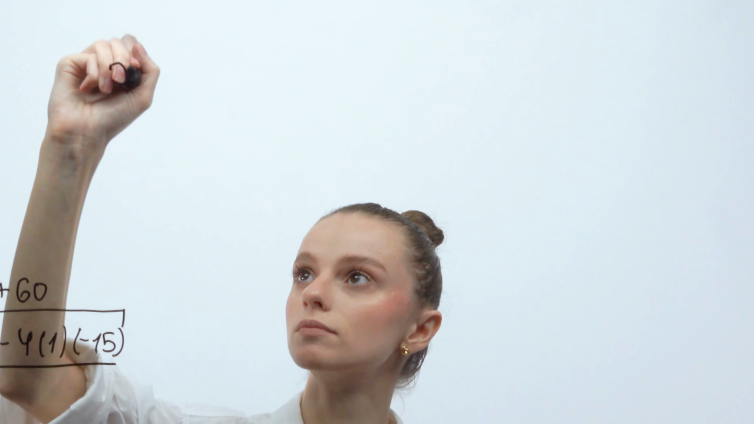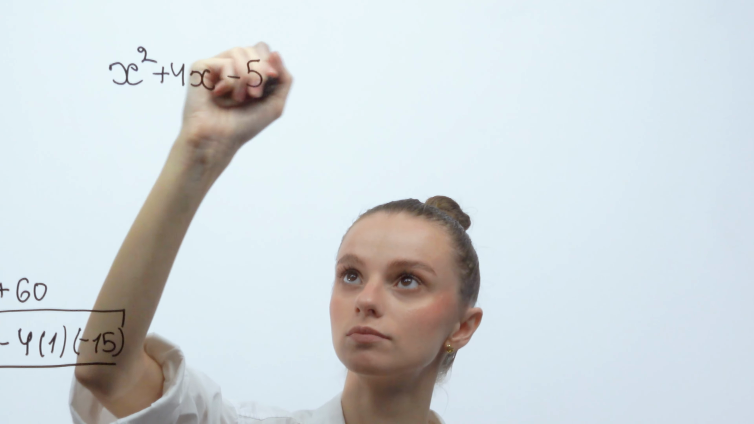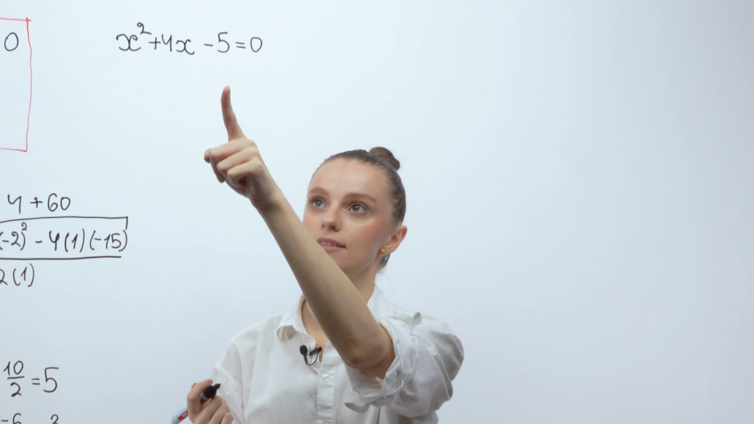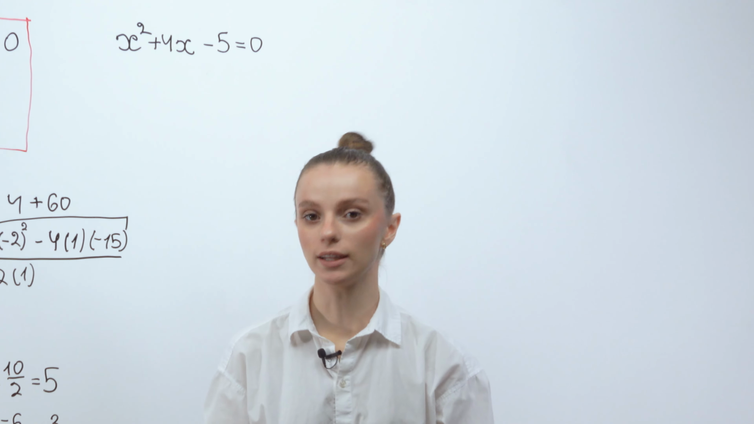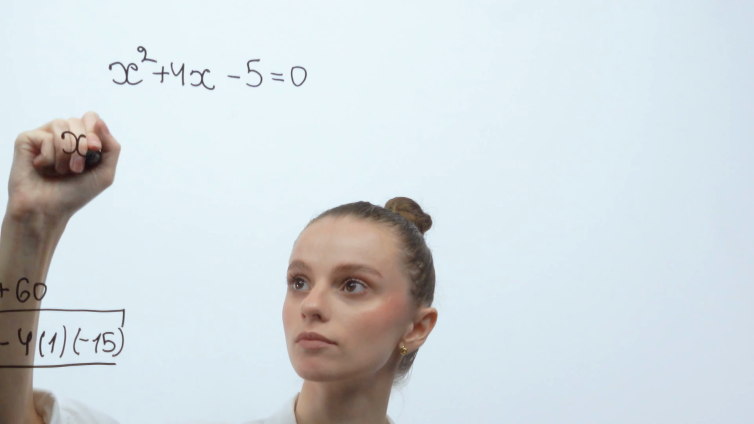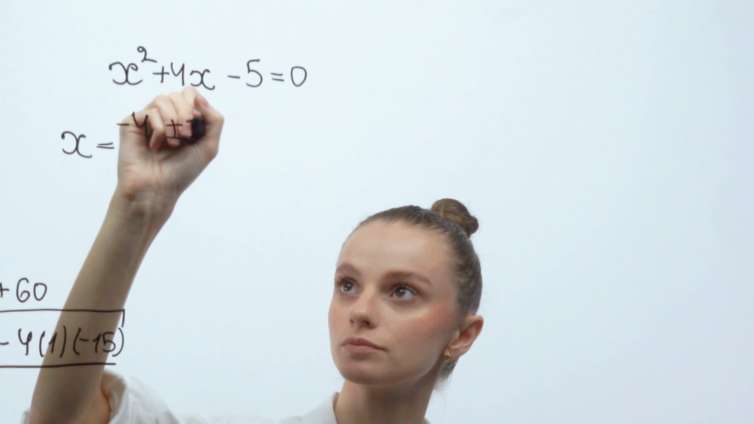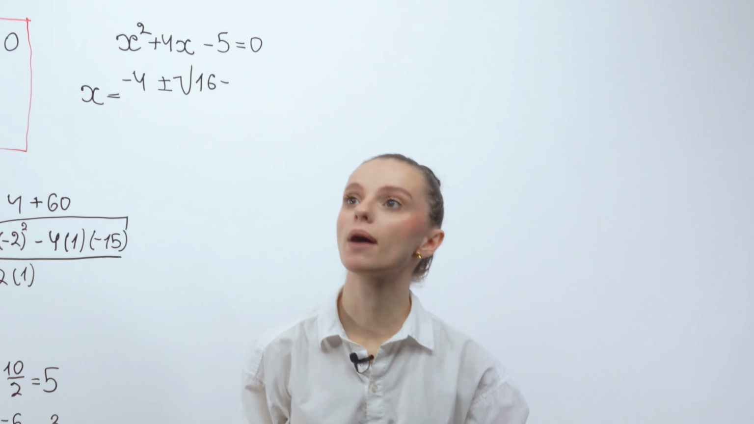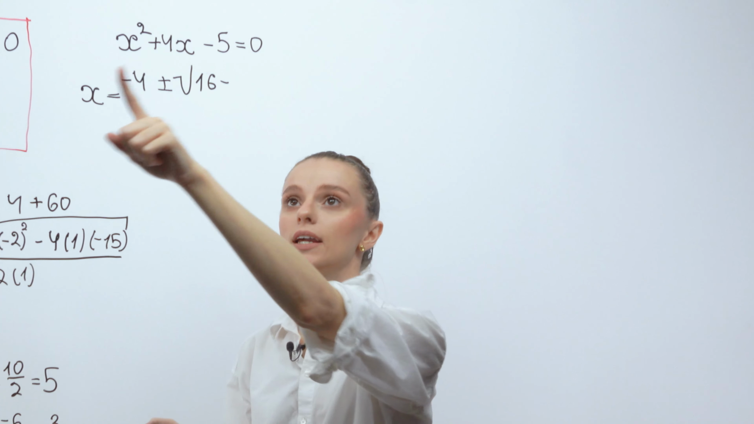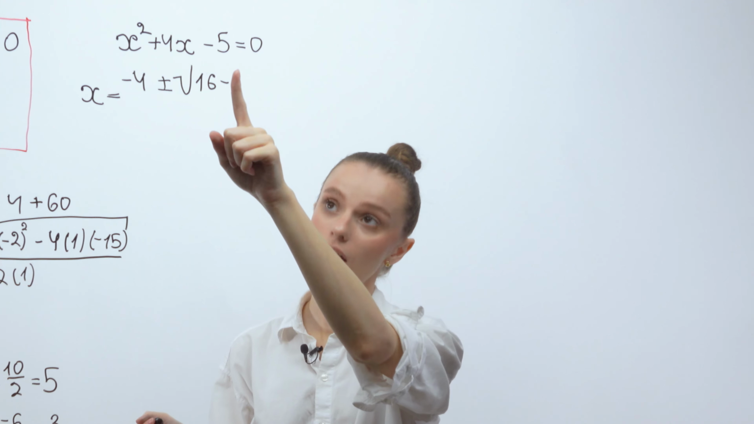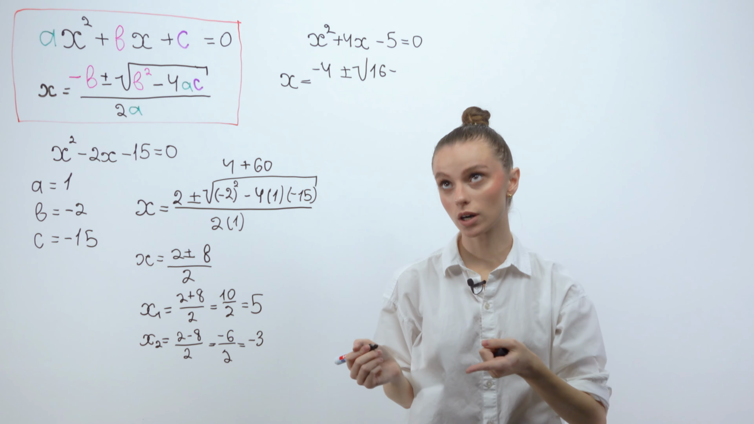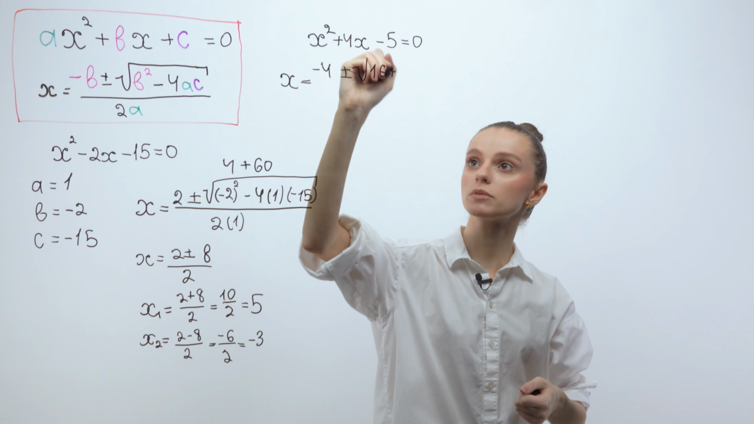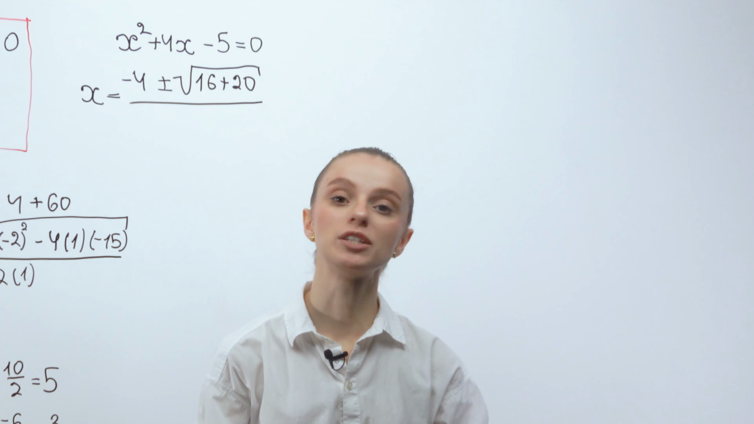Let's practice more. Here I have x squared plus 4x minus 5. A, b, and c: a is 1, b is 4, and c is -5. I'm going to plug it directly into the formula. X equals -b, so -4, plus or minus the square root of b squared, so 4 squared is 16, minus 4ac. A times c is -5, and -5 times 4 is -20, so here it becomes positive. Divide by 2a, just 2.